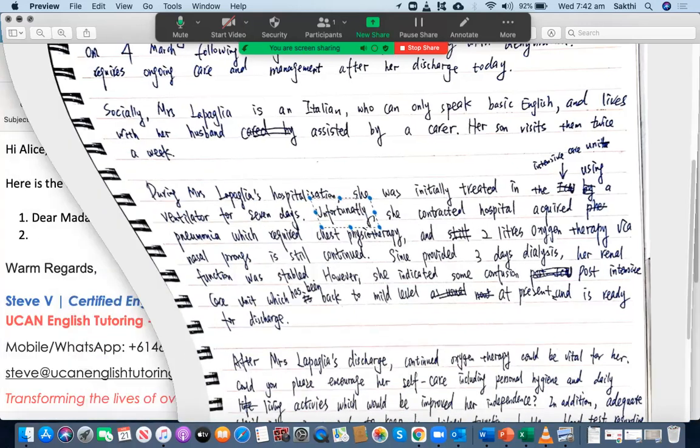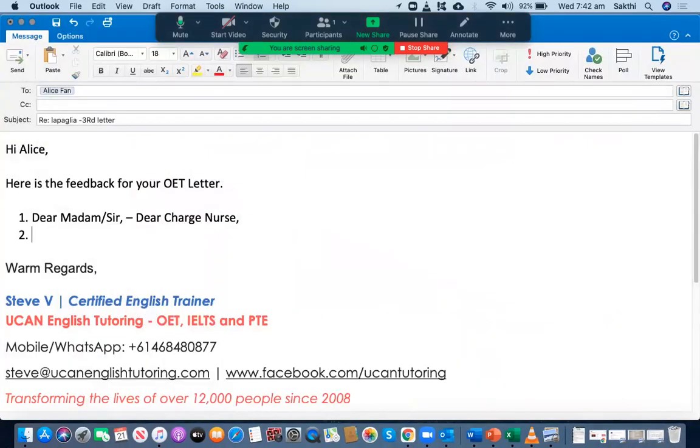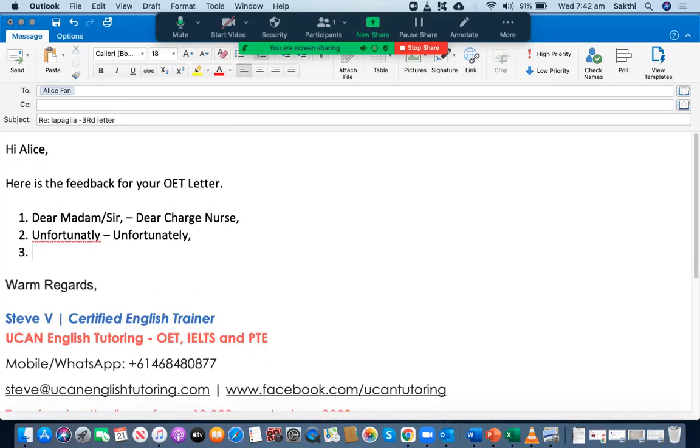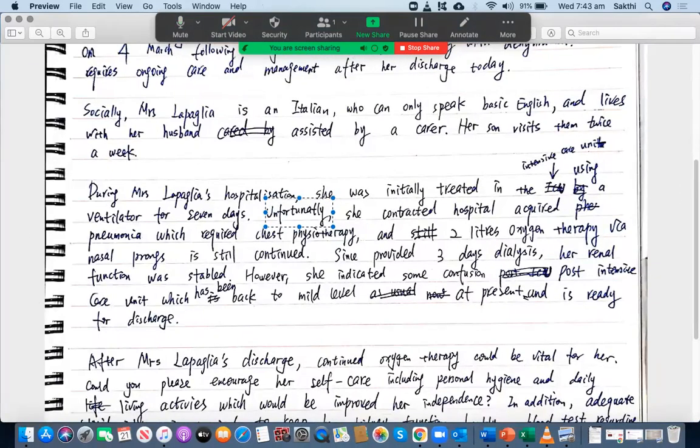All right. So what you have written is UNFORC, sorry, TUNATLY. That's wrong. It must be TELY. Look at this, the way it changes. You can see that, right? So it must be unfortunately. Okay. All right, let's go to the next one.